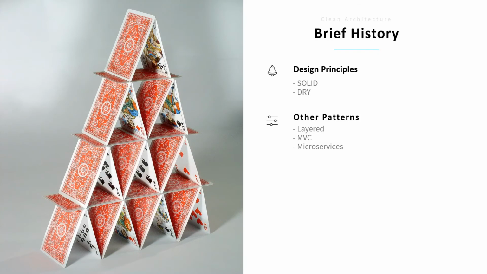Now just a brief history of, well, kind of the design principles driving clean architecture, or at least the design principles I feel are driving clean architecture. And then we'll look briefly at other patterns like the layered architecture, the one we're probably all most familiar with. MVC or MVX, MVVM, all kind of fit into that rough MV pattern.